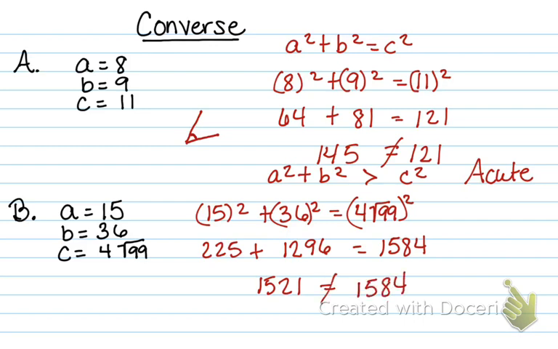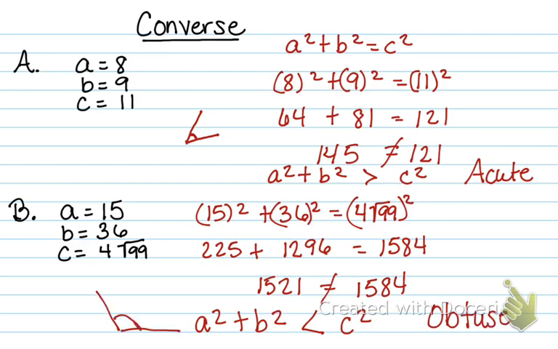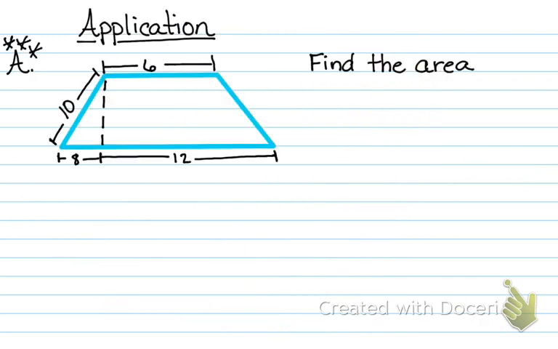But the c squared is actually bigger. So when a squared plus b squared is smaller than c squared, meaning the c squared side is bigger, this is an obtuse triangle. It actually made that angle wider. So it made it wider here across from the hypotenuse, and that's why it's obtuse, because its c is longer. All right, so let's talk about an application.